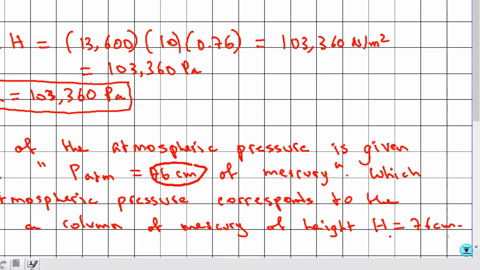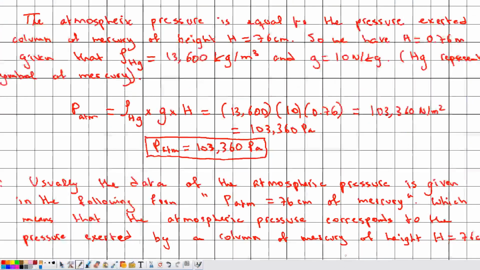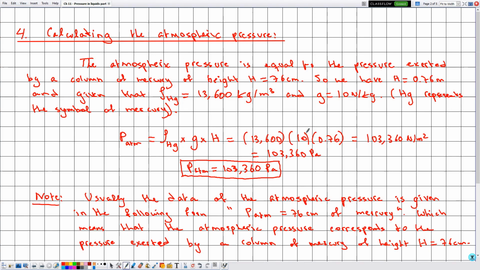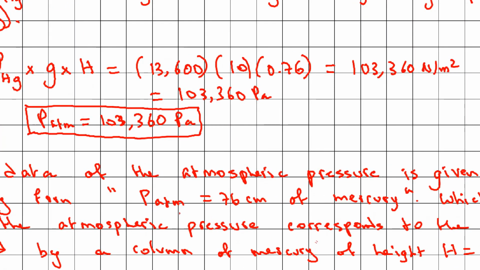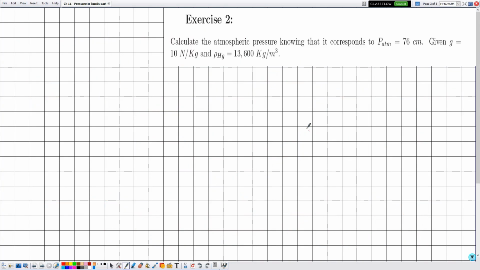Because now we know that the height is 76 centimeter, and we know that the liquid is mercury, usually the density of mercury is given, and the value of G is given, usually 10 newtons per kilogram, which means that we are performing this experiment on Earth. Then using this given, the atmospheric pressure is equal to 76 centimeter of mercury, one can directly determine the atmospheric pressure, as we shall see in this exercise.